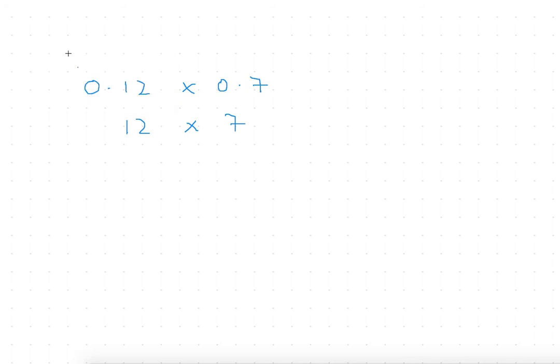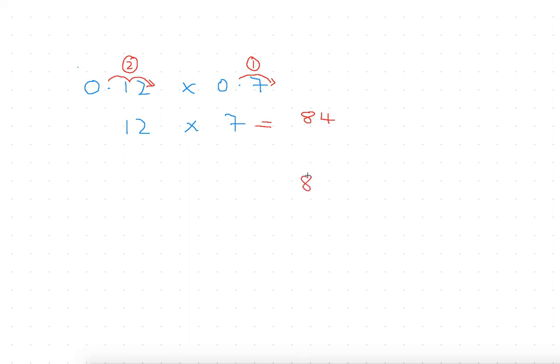So let's count those decimal places. 1, 2. 1. So after we've done the multiplication, we're going to move the decimal back 3 places. But let's get the multiplication done. Look, I tell you what, I'm not going to write that out as a long multiplication. I know my 7 times tables. Sorry, not 7s, 12 times tables really there. So it's 84. But you've got to move it back 3 places.